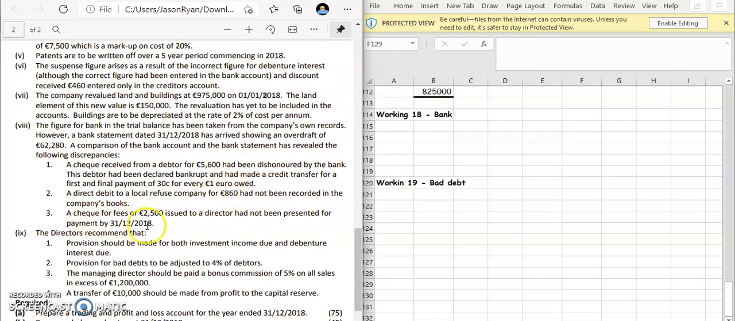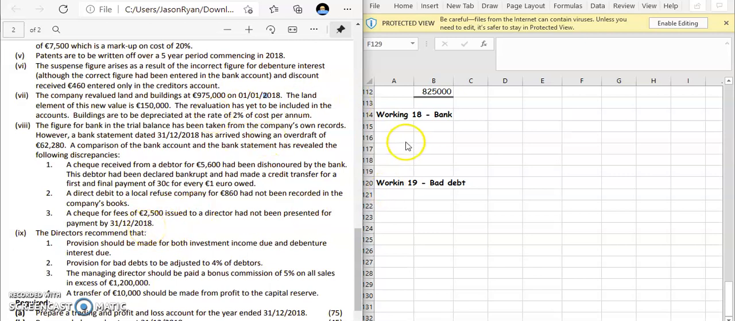And a check for fees for 2,500 issued to a director has not been presented for payment by the 31st of 2018. So that's kind of like a little red herring. We don't do anything with that because it hasn't been presented, so it means we didn't pay any money for it. We wrote the check and gave it to the director, but they still have it in their drawer in their house or something. They haven't presented it to the bank, so no money has left our bank account. So just leave that blank.